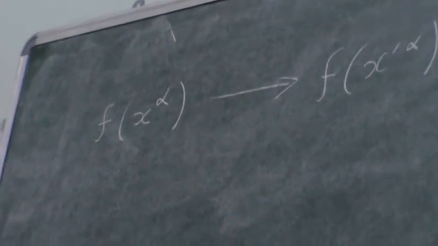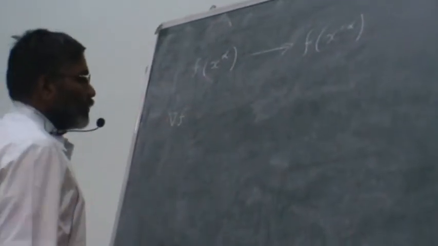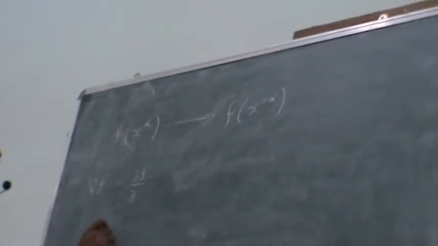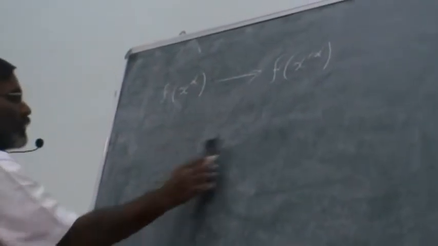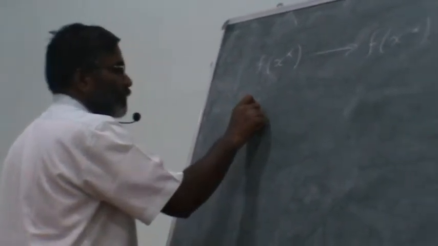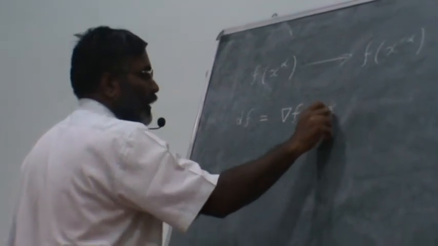Now, if I ask what is the gradient of f, gradient of f is defined as dou f by dou x alpha. Okay, let me first ask this question. Just like we asked the differential of x, we ask what is the differential of f. Differential of f can be written as del f dot dx.